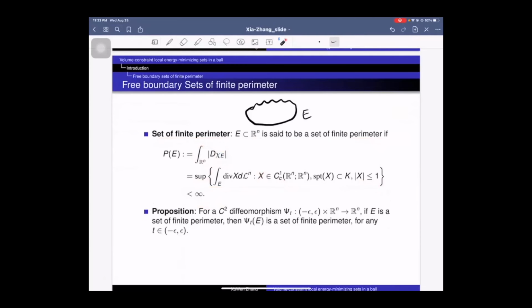And if this is finite, then chi_E is a BV function, and E is a set of finite perimeter. And this is a natural definition because if we consider E to have C^1 boundary, then we can use the divergence theorem here to see that this is the integration over the boundary of E of X times the outer unit normal of E.